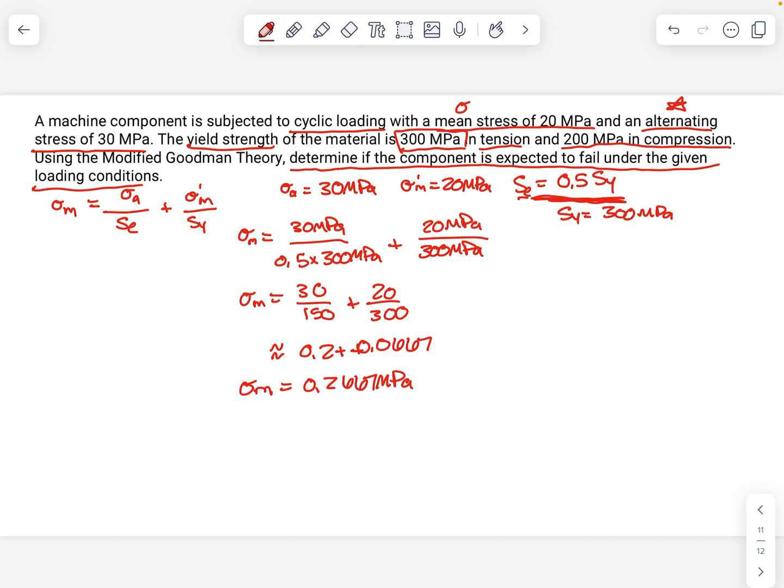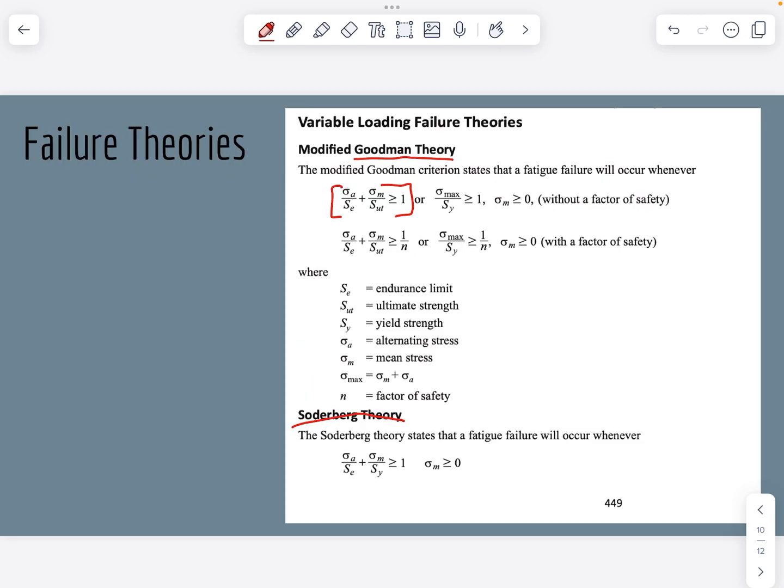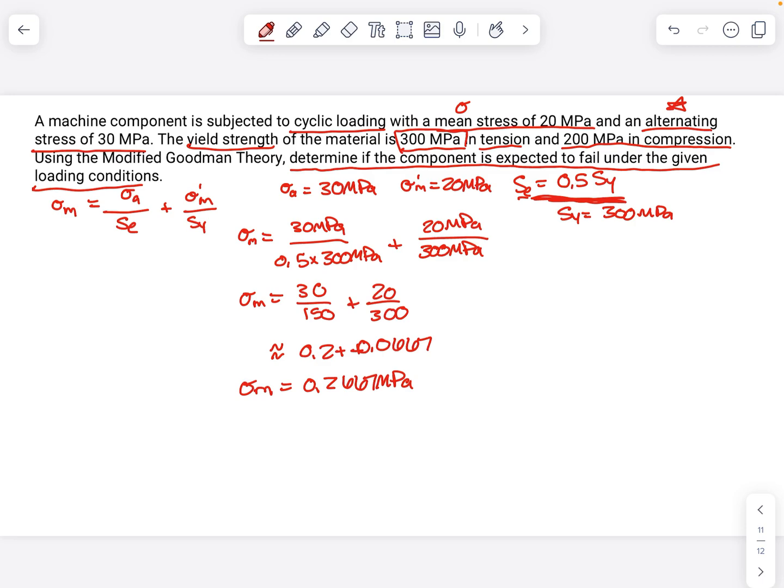And to know that, again, we can look back at our FE handbook, and this says that the modified Goodman criterion states that a fatigue failure will occur whenever. So this is telling us that a fatigue failure will occur. This is huge right here. That's if the expression is greater than or equal to 1 without a factor of safety, and greater than or equal to 1 over n with a factor of safety. You have these values over here too that you cannot forget, which is 1 over n. We don't know an n value, so we're going to use this top equation in solving this problem to see if ours aligns. But again, the main part about this is this is telling us fatigue failure will occur. So we need to find if the component is expected to fail under the given loading conditions.